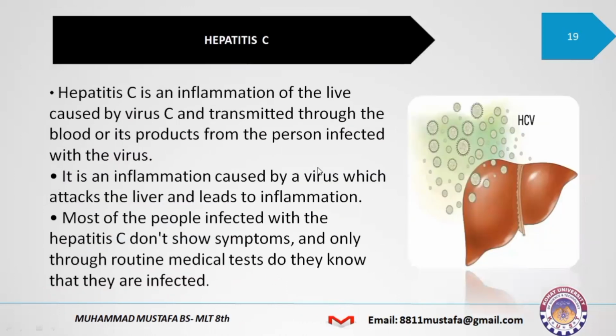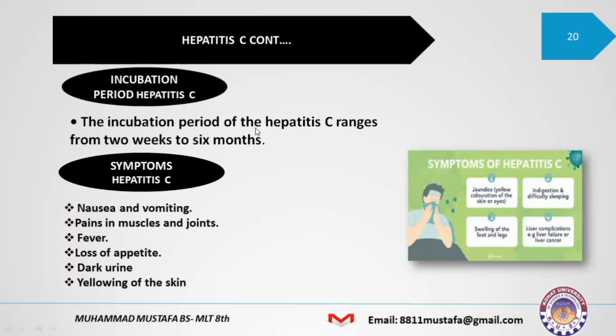So the third one is hepatitis C. Hepatitis C is an inflammation of the liver caused by virus C and transmitted through the blood products from a person infected with the virus. It is an inflammation caused by a virus which attacks the liver. Most of the people infected with hepatitis C don't show symptoms, and only through routine medical tests know that they are infected. The incubation period of hepatitis C ranges from 2 weeks to 6 months.